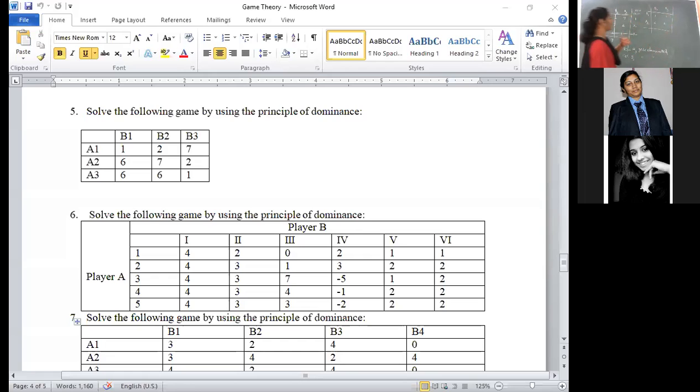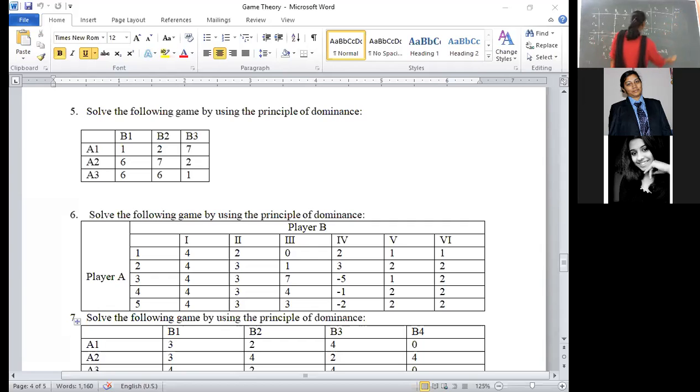Sometimes after applying principle of dominance, we will get a saddle point. Then that is the value of the game. Here we will verify whether we get a saddle point or not. Row minima 1, 2. Column maxima 6 and 7. Again, after converting the matrix into 2 by 2, we are not getting a saddle point. This 3 by 3 matrix, by using dominant strategy, has been reduced to 2 by 2. Then we can apply the formulas.